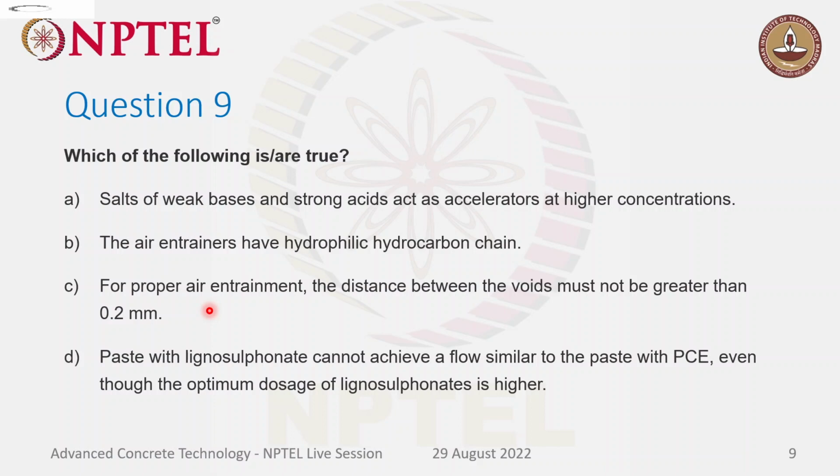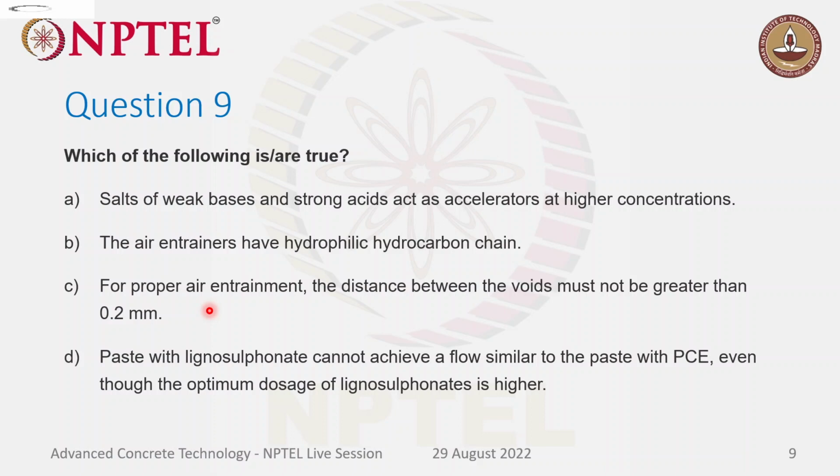So for proper air entrainment, why do we do air entrainment? Mostly in cold weather concreting, we go for air entrainment. And if you have to reduce the weight of the concrete, we use air entrainment as an option so that we can reduce the weight of the concrete. Air entrainment will also increase the workability. So, as discussed in the lecture, we can use it for plastering purposes.